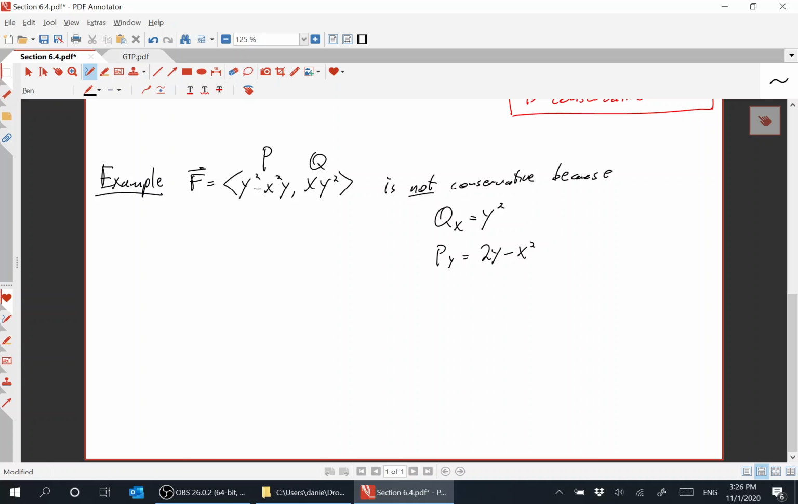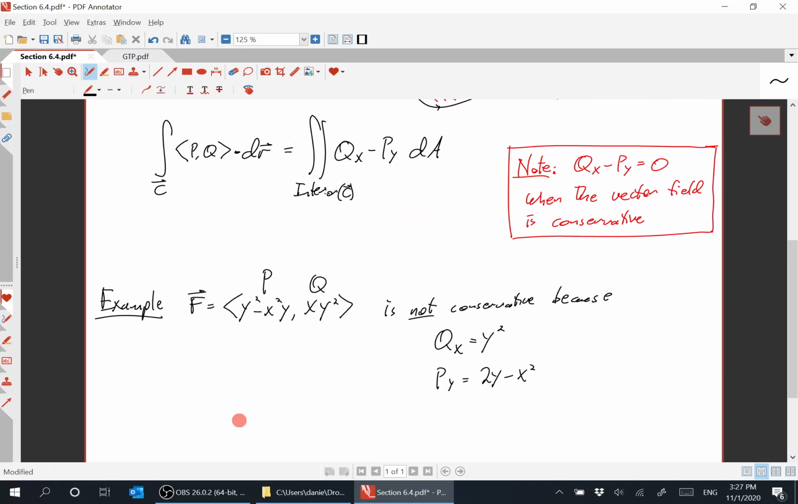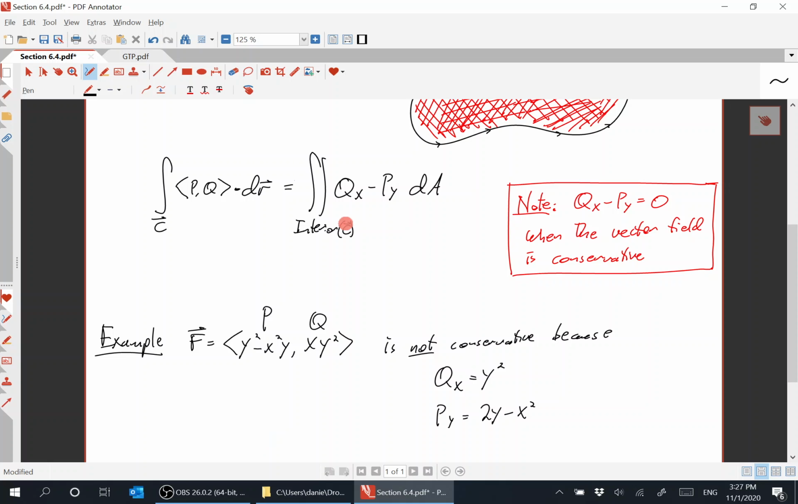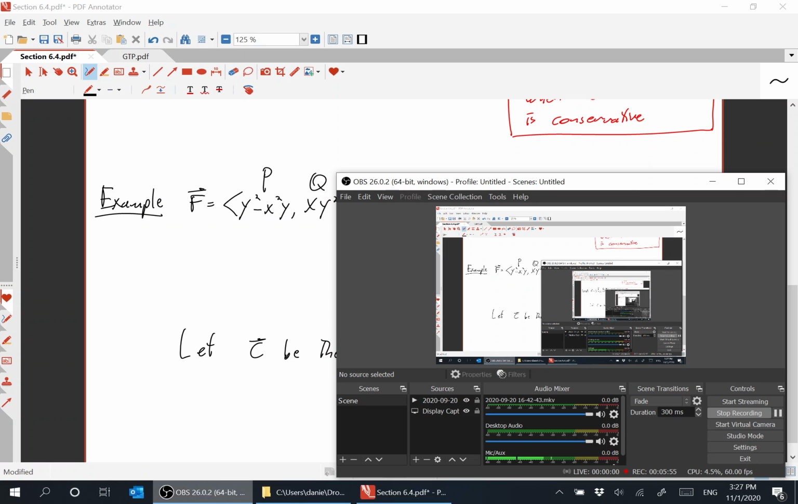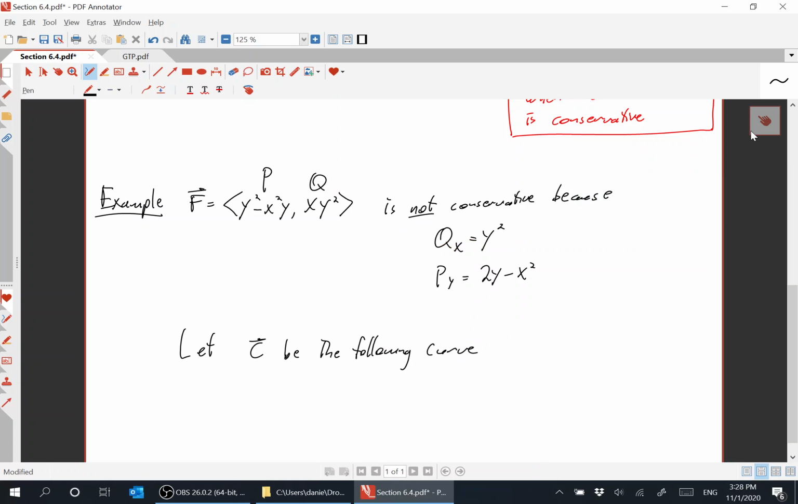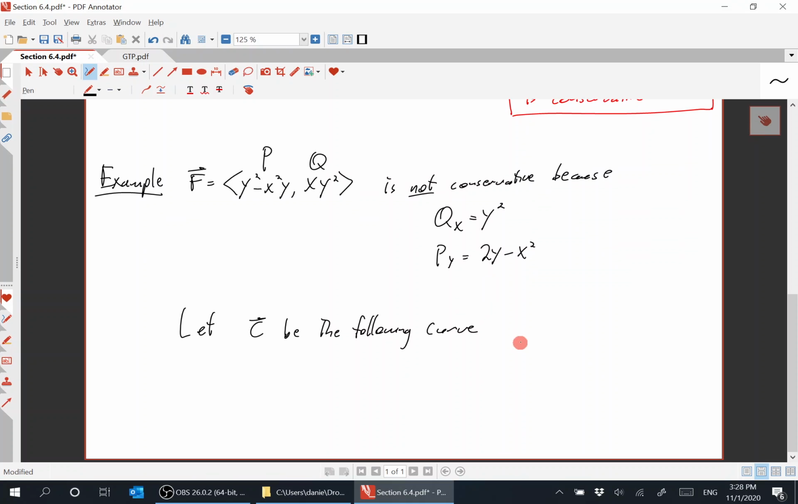So now let's calculate both of these integrals. Let's calculate this double integral, and let's calculate this. Oh, I'm sorry, I need to tell you what C is. And then let C be the following curve.